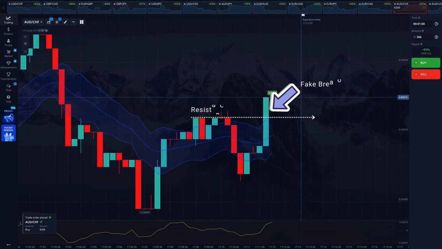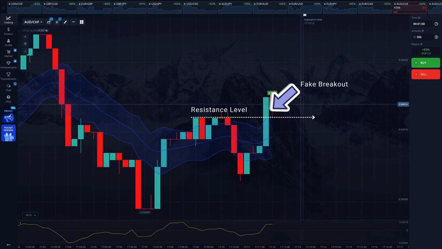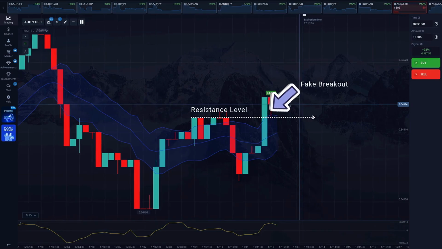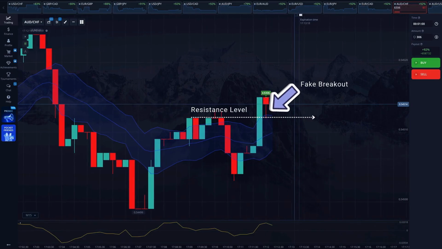Now, I am showing you another loss, and I am doing this on purpose. I read your comments. I see some of you saying, Sam, the strategy didn't work for me, or I tried this and lost. Here is exactly why that happens. Look at this buy setup. I entered here to prove a point.